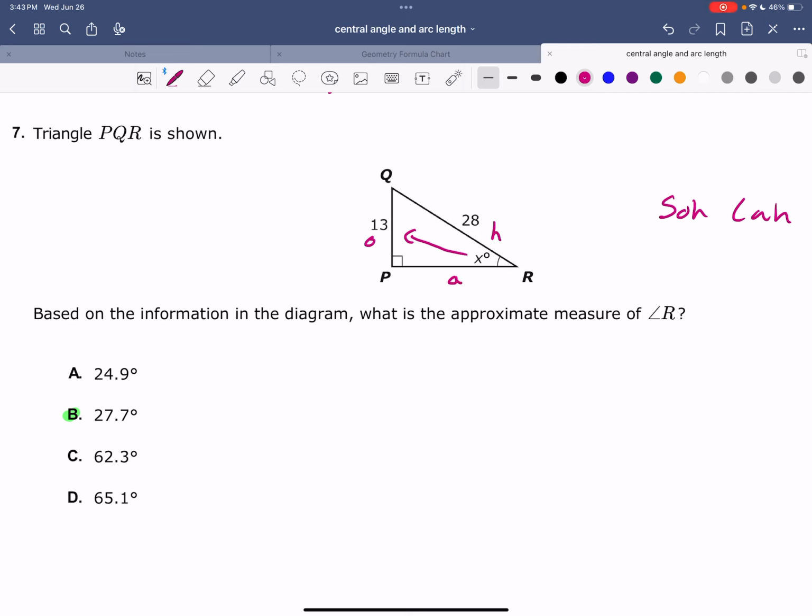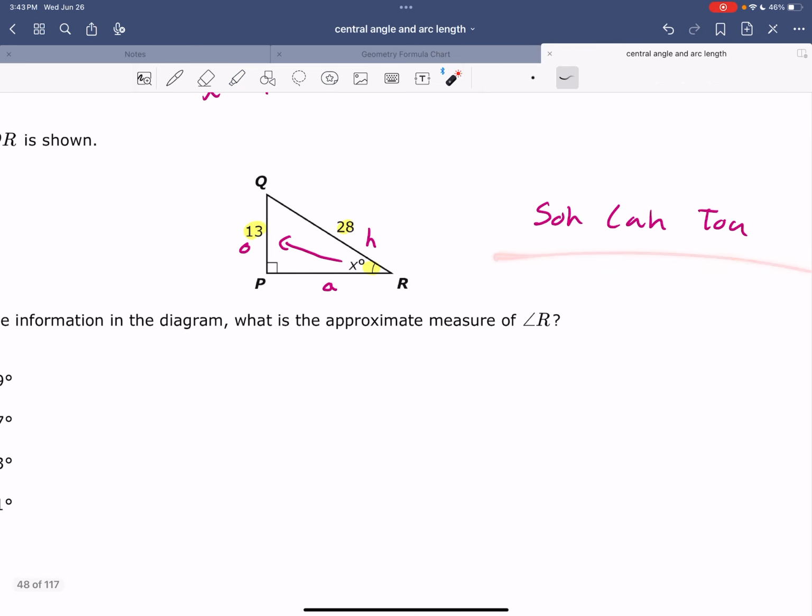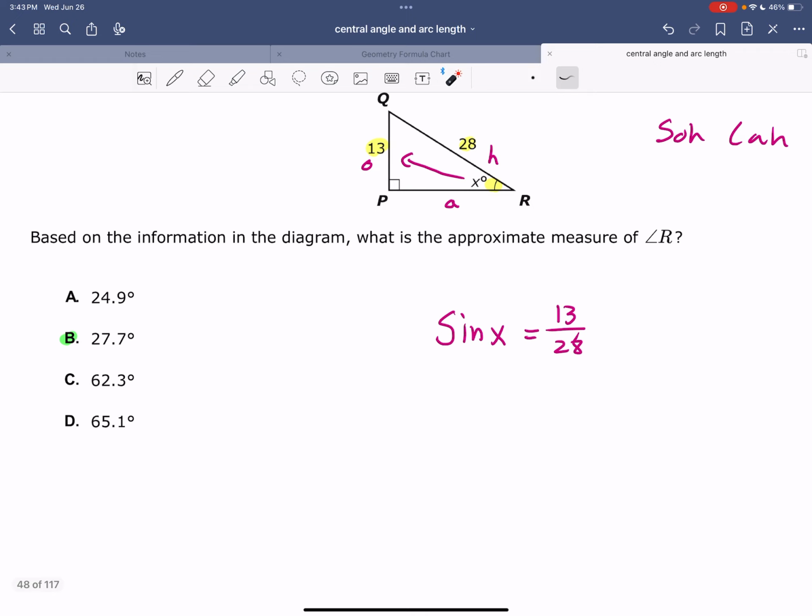Now, based on this angle, what is the measure of r? You want to solve for r, right? So what information do we know? We don't know the angle, but we know these two sides. So which one uses O and H out of SOH CAH TOA? It's SOH. So it's going to be sine of this angle, which is x, is equal to O over H, which means 13 over 28. So sine x equals 13 over 28, O, this over this. If you put this into menu 31, you're going to get B as an answer.